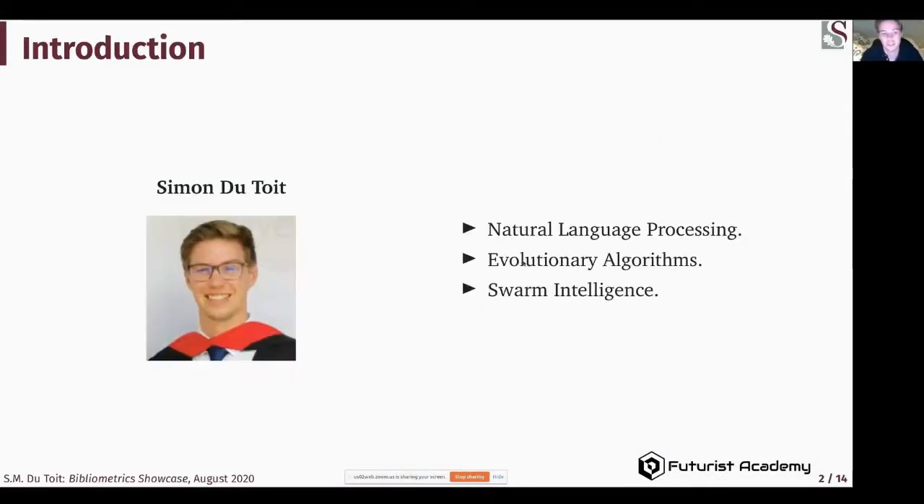My name's Simon de Toit. I'm from South Africa, Cape Town originally, born and bred, and I'm currently studying a computer science degree at Stellenbosch University, the heart of the Winelands. My current passions and focus include natural language processing, evolutionary algorithms, and swarm intelligence, so a couple of cool things that I'm doing there.